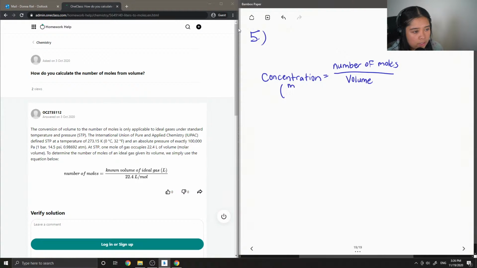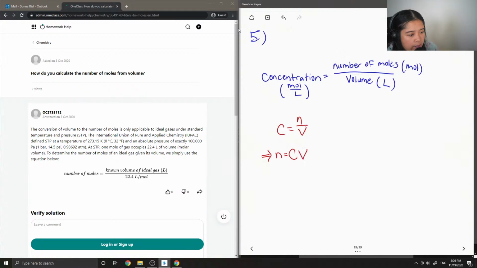So concentration can be in moles per liter, number of moles is in mole, and volume is expressed in liters. So the short way of writing this equation out is simply C equals N over V. So if we are given volume and we need to calculate the number of moles, we would simply rearrange this equation to get number of moles is equal to concentration times volume.